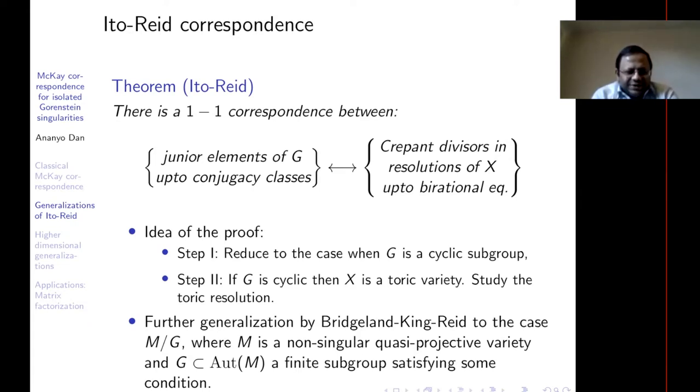And the language in Bridgeland-King-Reid is slightly different from using the juniors and the crepant divisors. It is more in the language of derived categories, where they generalize this correspondence to the case when you have a non-singular quasi-projective variety and you mod out by a subgroup of its automorphism group, with the condition on this subgroup that when you take the quotient, you get something close to a Gorenstein singularity.